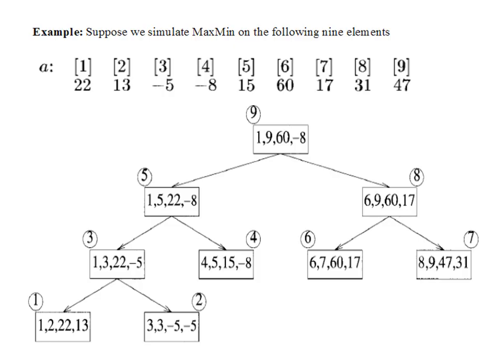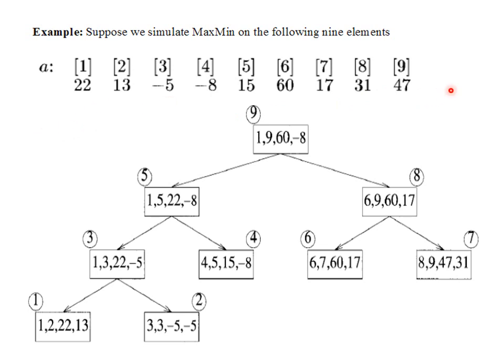We will simulate with an example how it works. Suppose we want to simulate the maximum minimum on the following 9 elements. The array A has 9 elements, with index values 1, 2, 3, 4, 5, 6 up to A[9]; the lower index value is 1 and the upper index value is 9. We have the items 22, 13, 5, minus 8, and so on. These are unsorted items, not in any order.